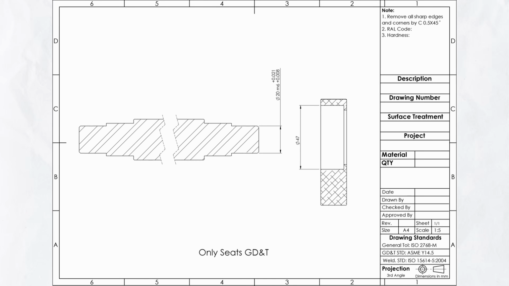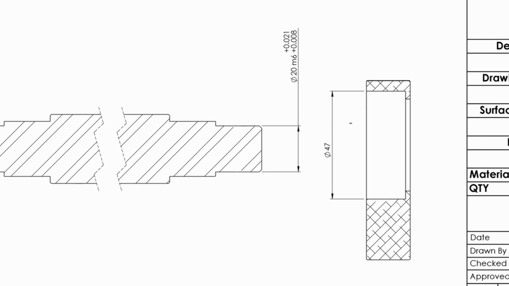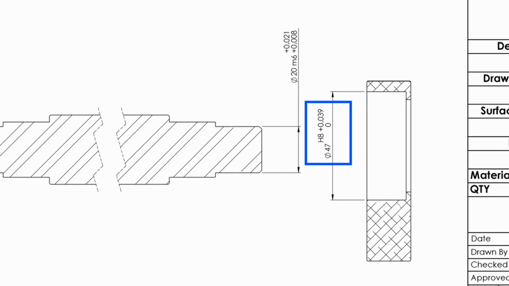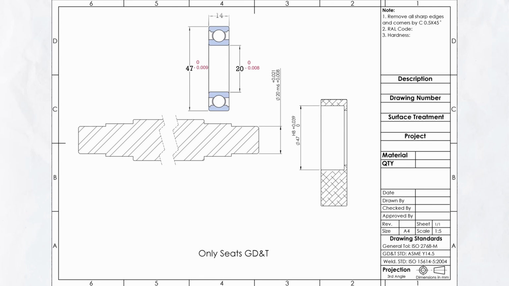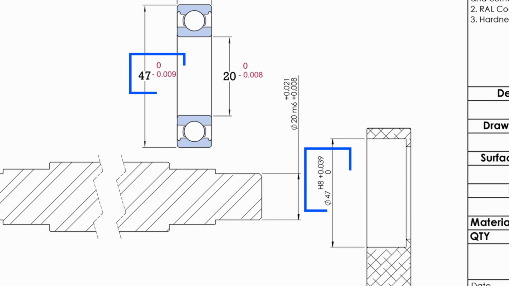So as our application is very simple working, we can go for H8. For the housing seat diameter 47 mm, the H8 fit tolerance is 0 to plus 0.039 mm. And as the bearing outer ring tolerance is 0 to minus 0.009 mm as per the bearing precision grade P6, this will definitely be a clearance fit. So this was all about selection of fits for the bearing seats.